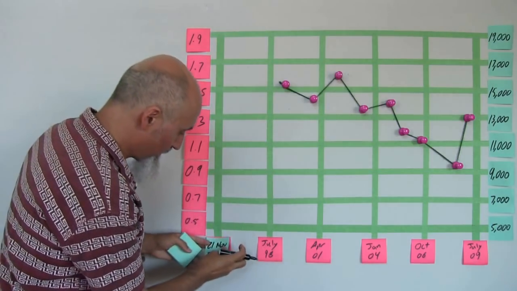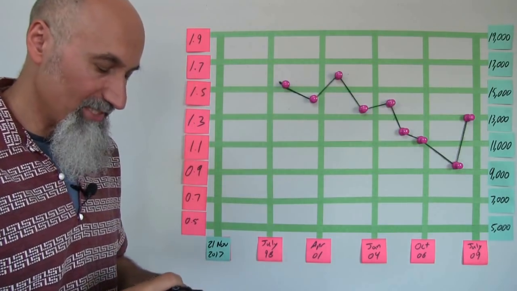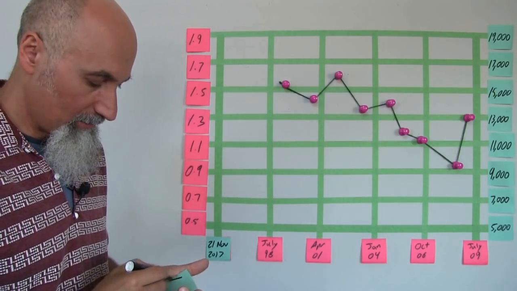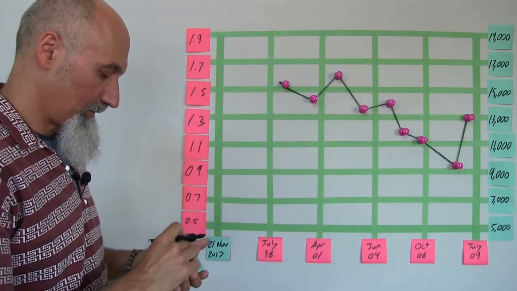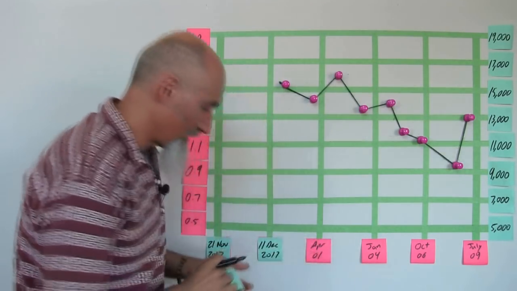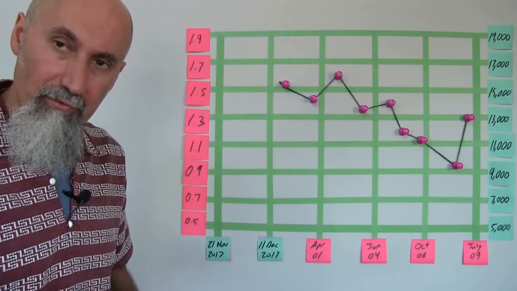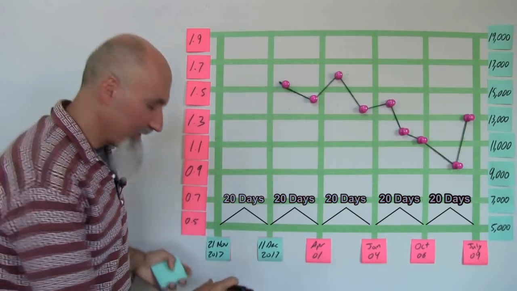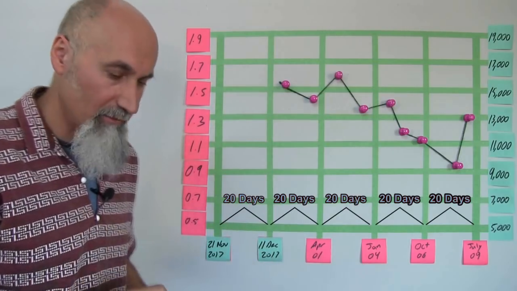Okay. This is November 21st, 2017. And then we're going to go December 11th, 2017. So 11 December 2017. Okay. We're going to go December 31st, 2017. So the span between each one of these is 20 days, right? For Canadian dollars, it was 2 years and 9 months. For Bitcoin, it's going to be 20 days, right?